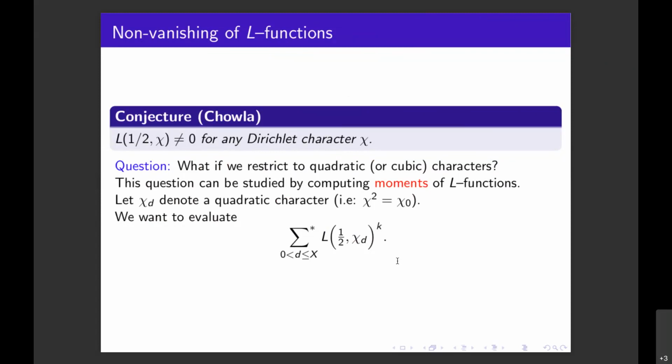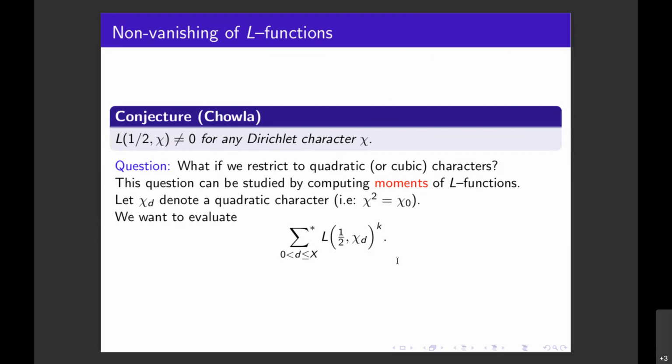So we will denote by chi d the quadratic character with conductor d. And it turns out that one way through which we can study these non-vanishing questions is by considering moments in these families of L functions. So what does this mean? Well, now if I just restrict to quadratic characters, I want to obtain some asymptotics, or I want to study the kth moment in this family of quadratic L functions.